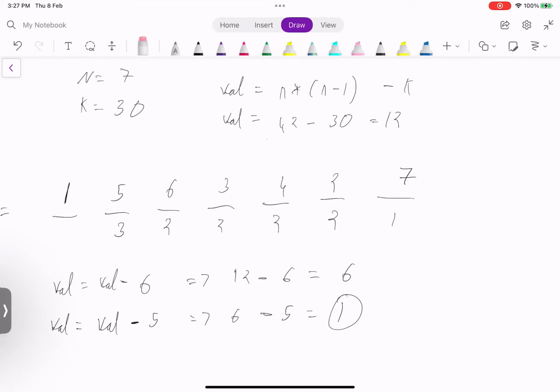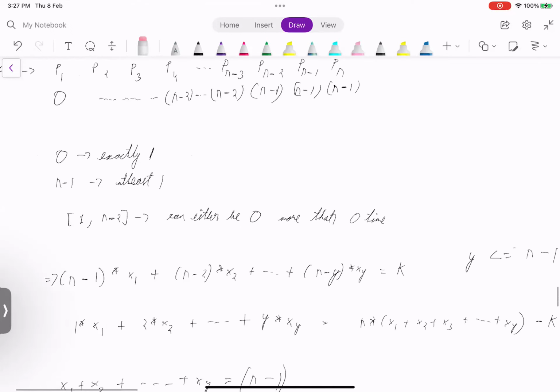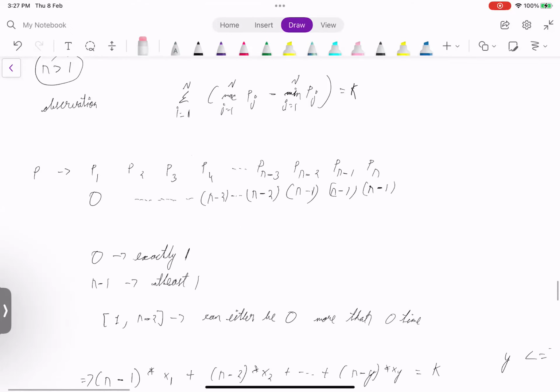So this way we can consider that we'll have a sequence looking like this. That is, at the end, some n minus 1s followed by some n minus 2s, and so on till some n minus y values, right? And at last, in the front, we'll have exactly 1, 0.